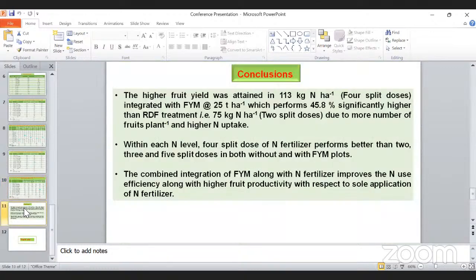In conclusion, higher fruit yield was attained with 113 kg nitrogen in 4 equal splits integrated with farmyard manure at 25 ton per hectare, which performed 45.8% higher fruit yield as compared to the recommended dose of fertilizer, that is 75 kg per hectare in 2 equal splits, the BAU practice for the crop in Punjab. The number of fruits per plant and nitrogen uptake were higher within each level with splits 3 and 5 with the FYM plots, and the integrated application of FYM with nitrogen improved the nitrogen uptake along with the fruit yield as compared to sole application of nitrogen fertilizer. Thank you.